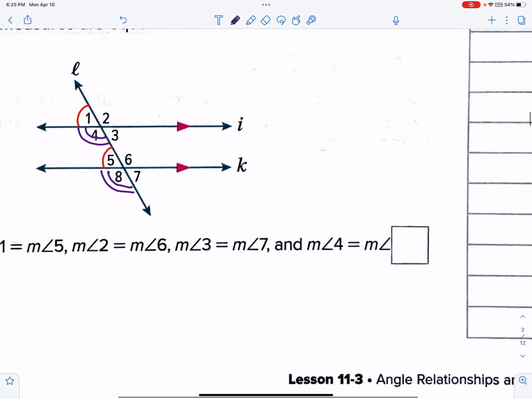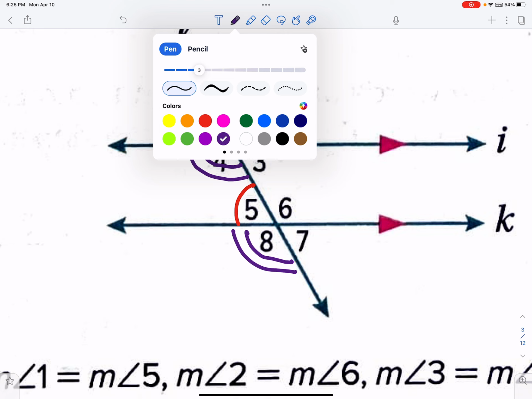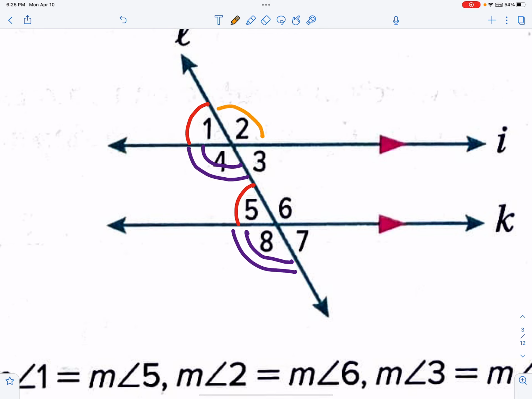And so that's over here, actually. So take a look here, and you can test yourself a little bit. If I were to highlight angle 2 with 3 arcs here, which one down below is in the same position as angle 2? If you said angle 6, you would be correct. Okay, and so those are corresponding angles. Don't get those confused.